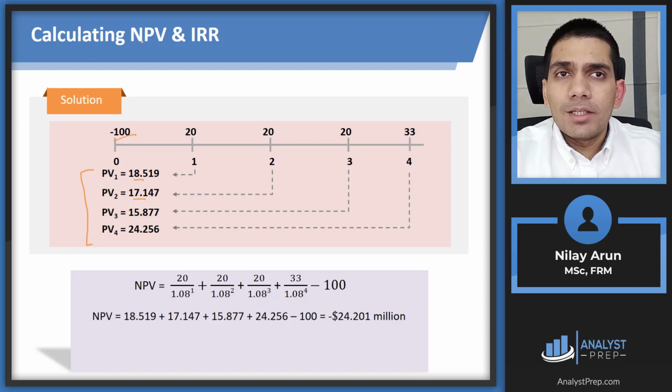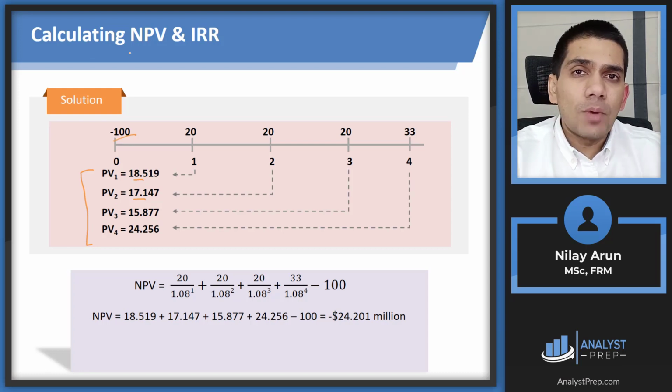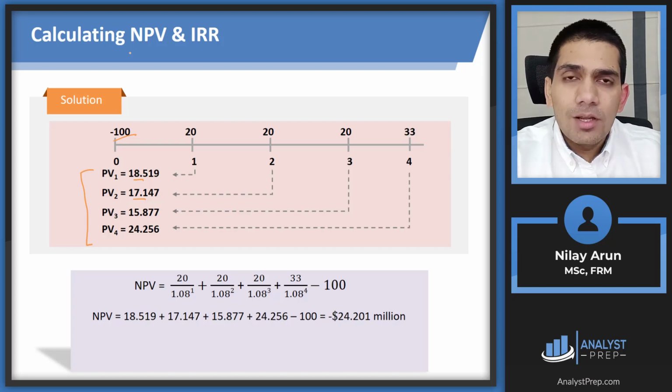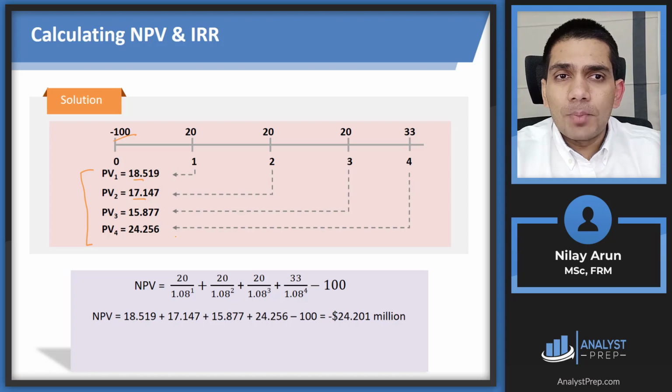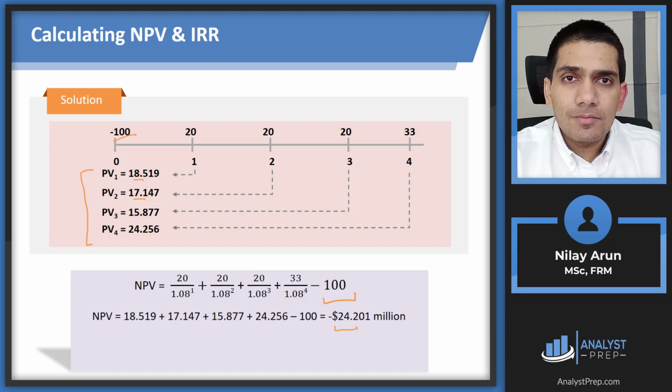So how do we calculate the NPV? Net present value. That means you will net out the outflows from the inflows. So this is your present value of inflows. We subtract 100 from that. So that's why we have done this minus 100 part, and we get a value of minus 24.2 million. So that's how we can calculate the NPV here.